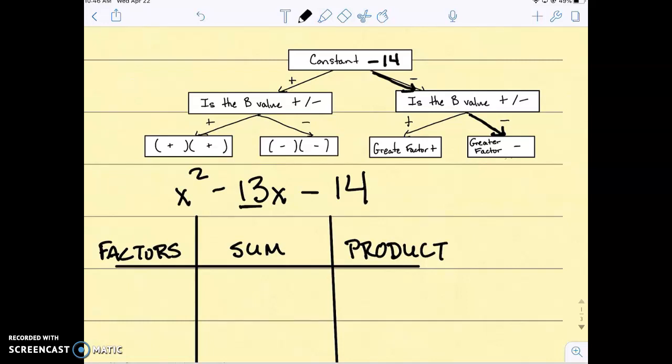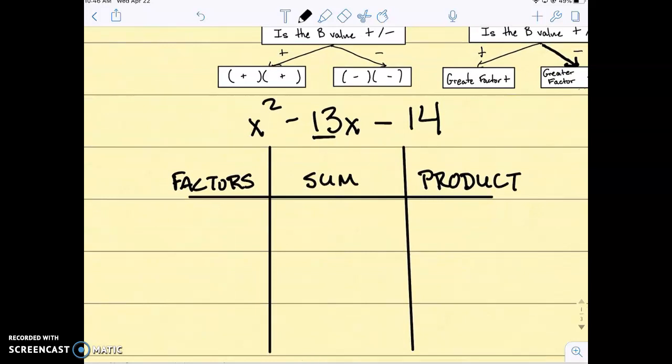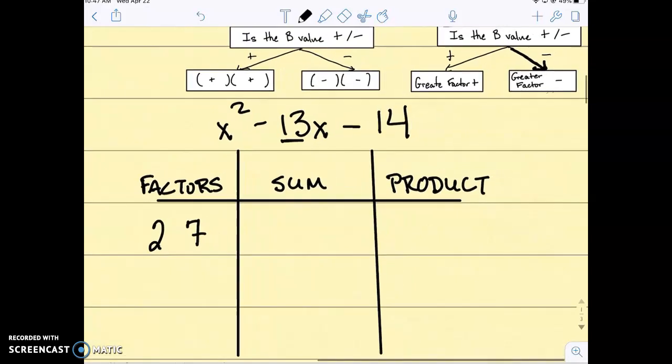Okay, cool. So what does that mean? What are the factors of 14? So you might say 2 and 7. Well, what I just figured out is that the greater factor has to be negative. The greater factor is 7, so 2 and negative 7. 2 minus 7 is negative 5. 2 times negative 7 is negative 14.